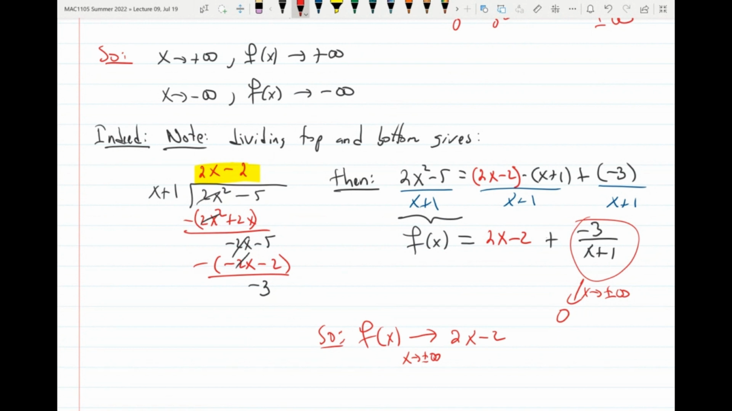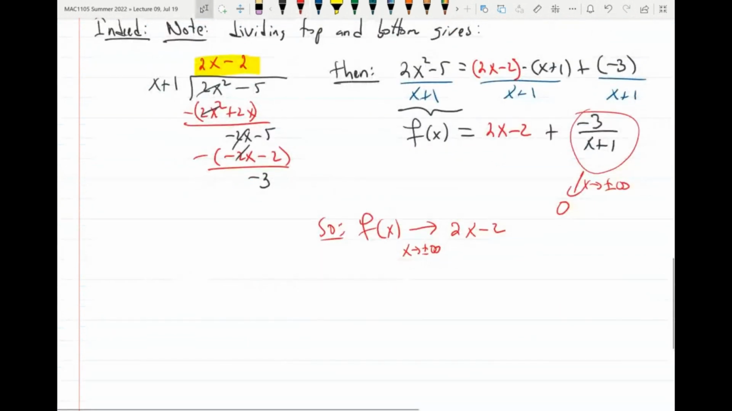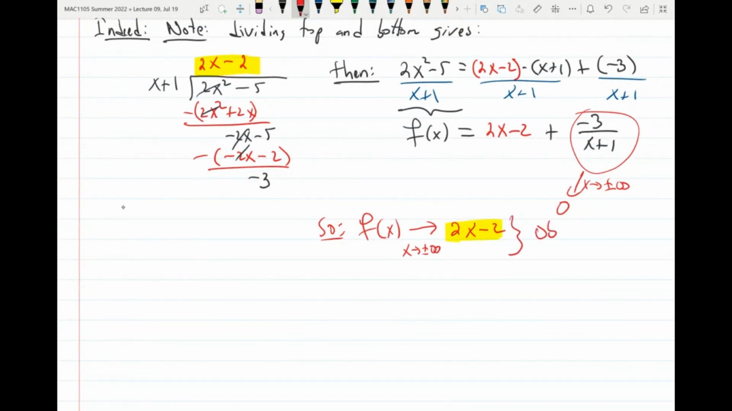Okay, so the end behavior, yes, is positive infinity to the right, negative infinity to the left, just like this line, but it's going to be linear. It's not going to be quadratic or cubic or doing something weird. Okay, it's going to be a line. We call this an oblique or a slant asymptote.